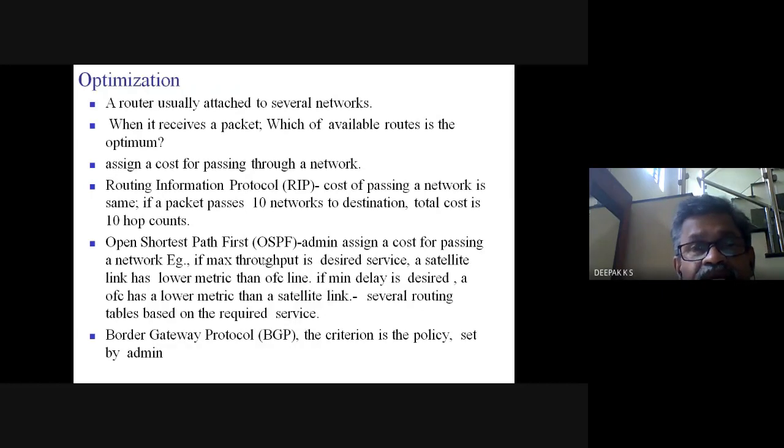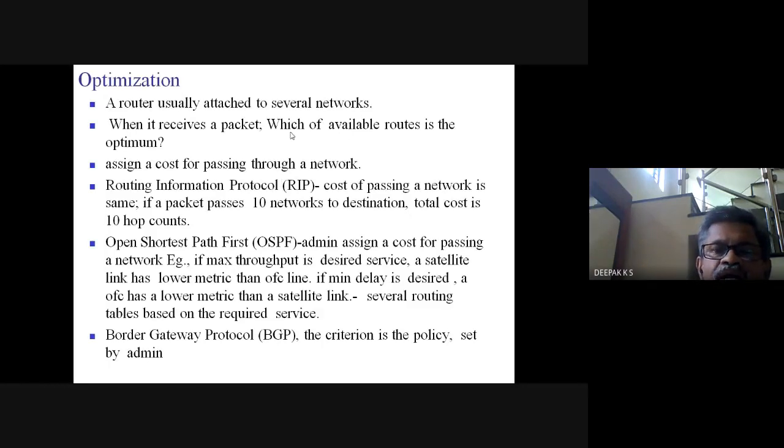So there would be many routes, and we need to find the optimum route. It should be based on some metric. A router is usually attached to several networks. So when it receives a packet, which of the available routes is the optimum? That it has to find. So the routing protocol should look at optimizing some of the metrics. It should assign a cost for passing through a network. If there are many networks available, what is the cost for passing through a network? Some cost should be assigned.